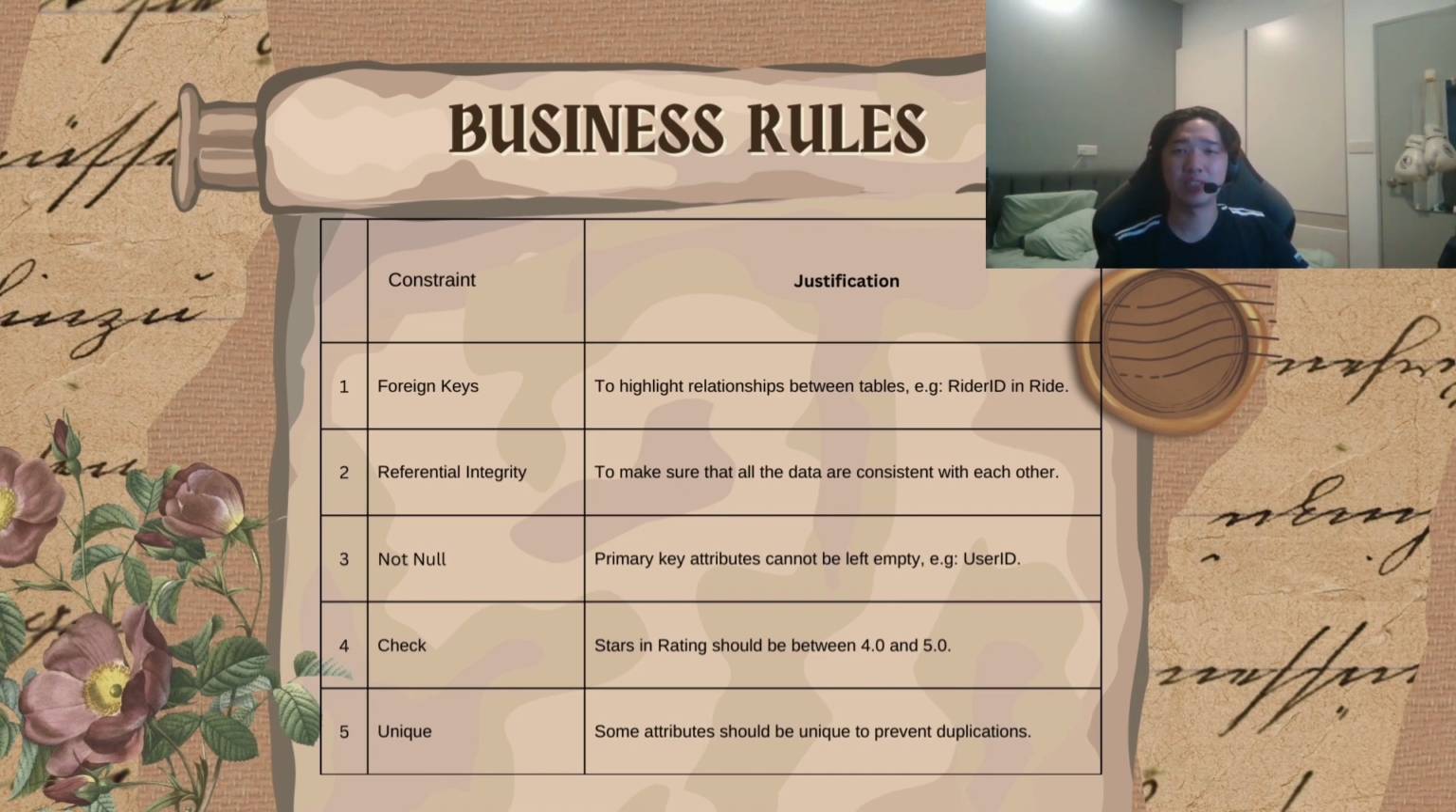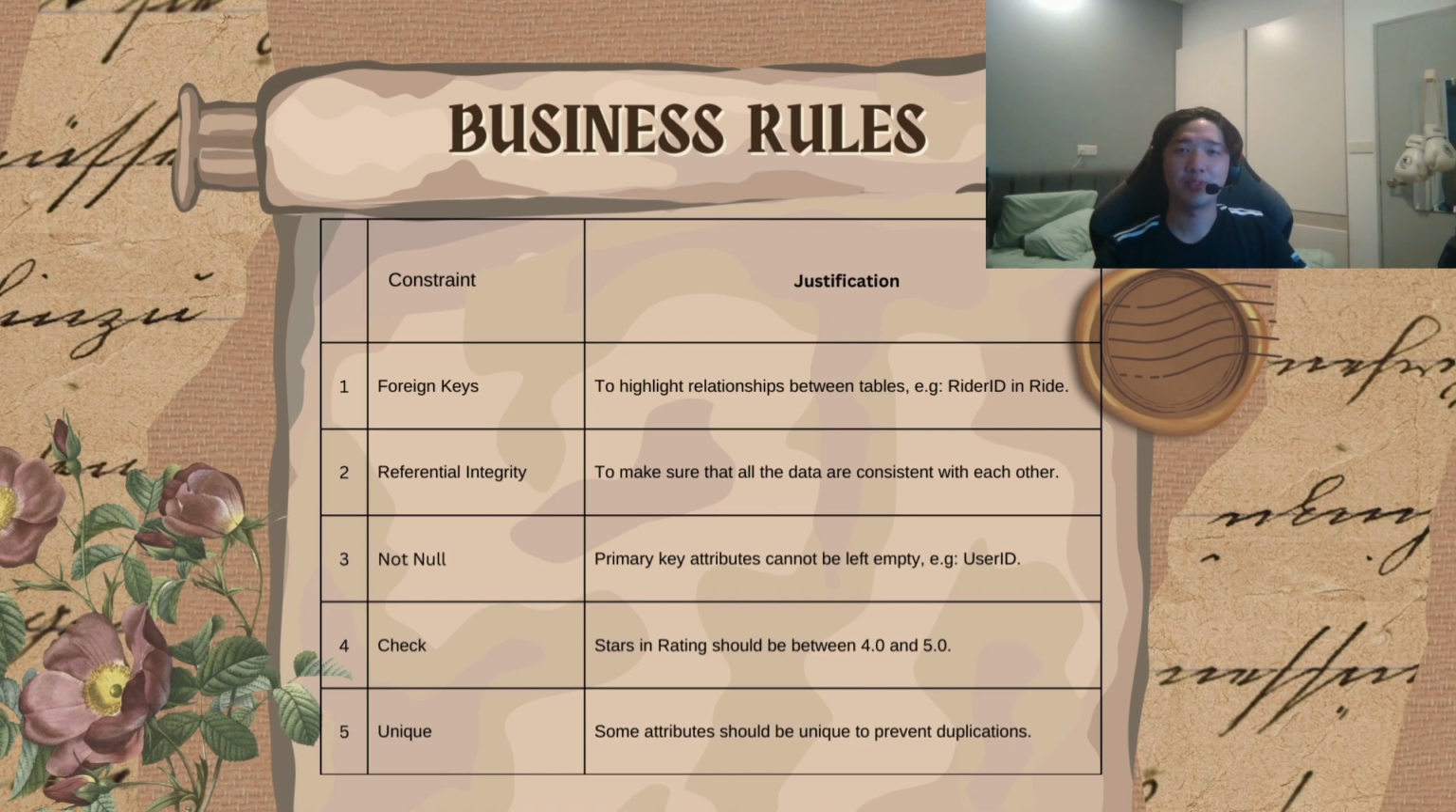Next is referential integrity. This makes sure that all the related data are consistent. This tries its best to prevent anomalies from happening and to keep the database clean and logical. Not null. Some primary fields like user ID cannot be null. Without this, the database will be plagued full of ambiguity.